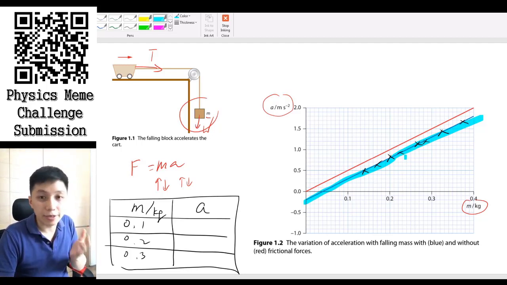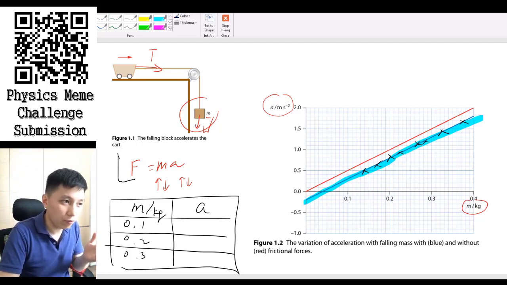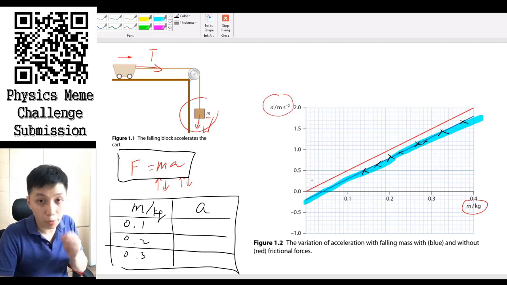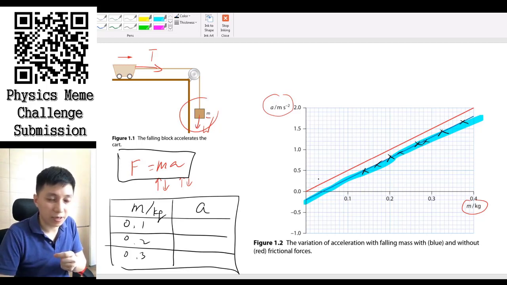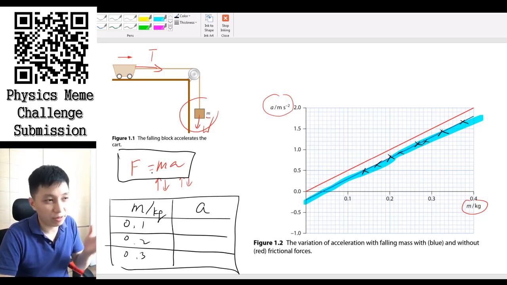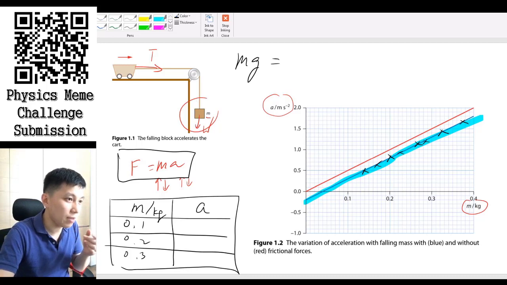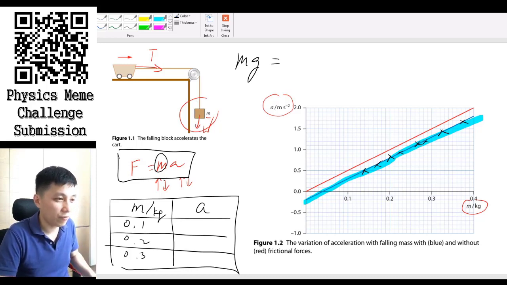But then here's the problem. This doesn't make sense because first of all, we expect a proportional line. We expect to see that because if you try to deduce from the formula, we will have F, which is simply the weight, which is equal to mg, equals ma. So the m, actually this m here is, oh, actually I didn't say that very well.